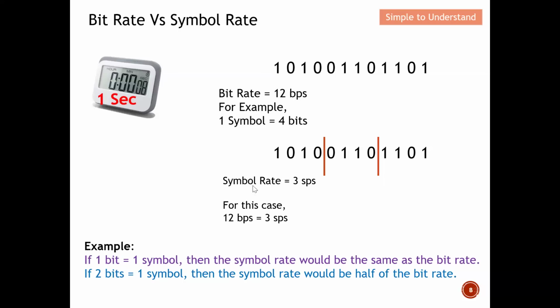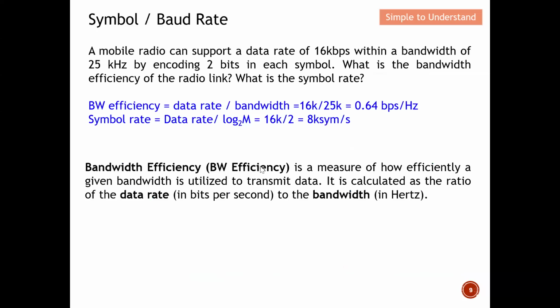Next, let's come to a quick example. How can we do a very simple calculation here? A mobile radio can support a data rate, which can also be called the bit rate, of 16 kilobits per second. We deem a bandwidth of 25 kilohertz, by encoding 2 bits in each symbol, which means one symbol has 2 bits. This is the information I can extract here, and the bit rate is 16 kilobits per second.